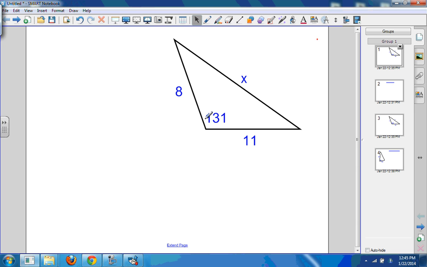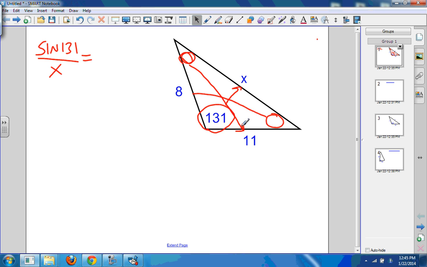So, continuing from last video, we know that if we take the sine of an angle divided by its opposite side, so the sine of 131 over x, it is equal to the sine of any other angle divided by its opposite side. So we could take the sine of this angle, which we don't know, divided by 8, or the sine of this angle, which we don't know, divided by 11.